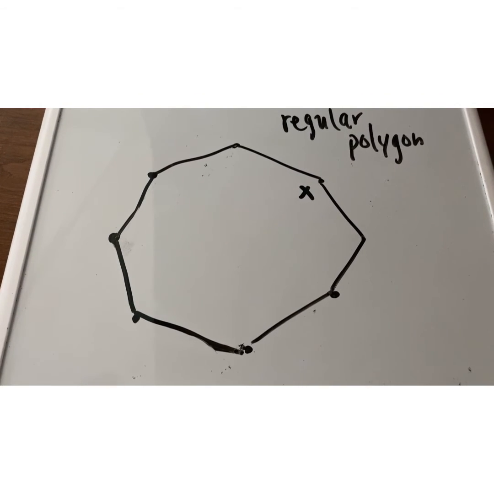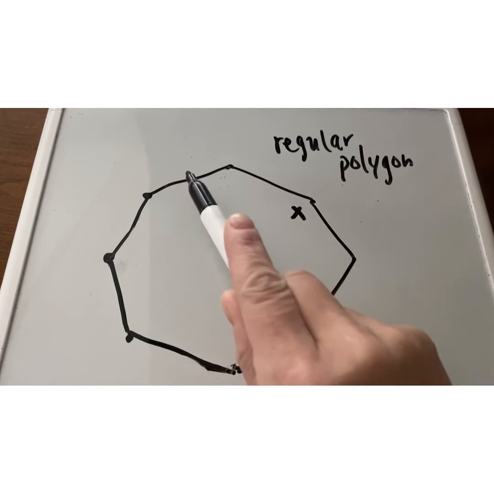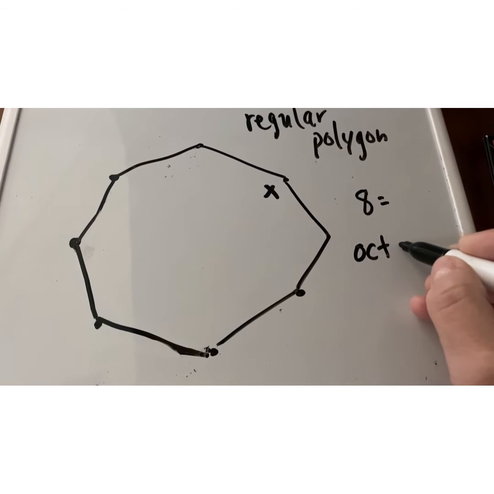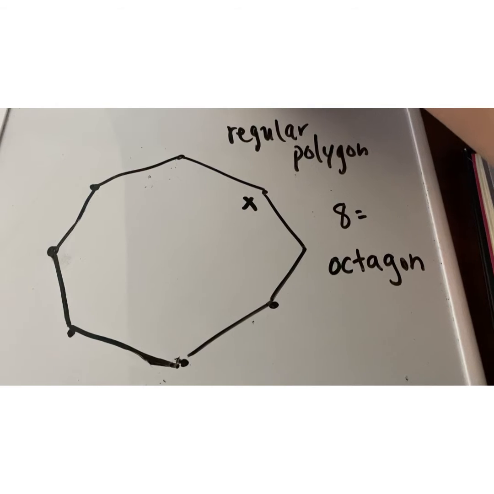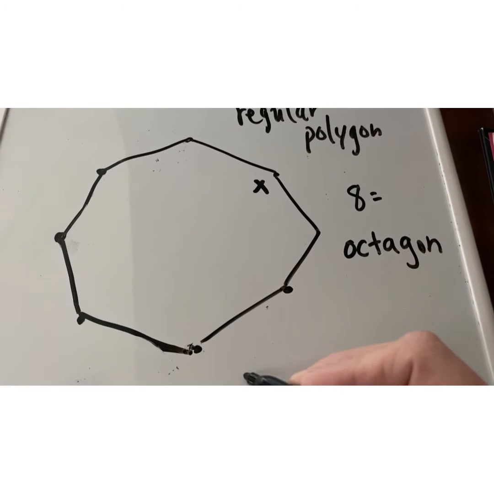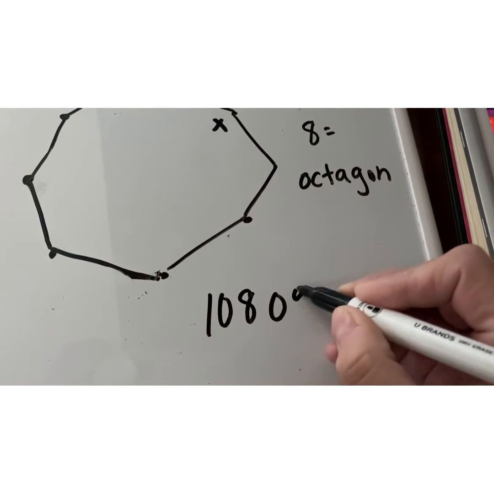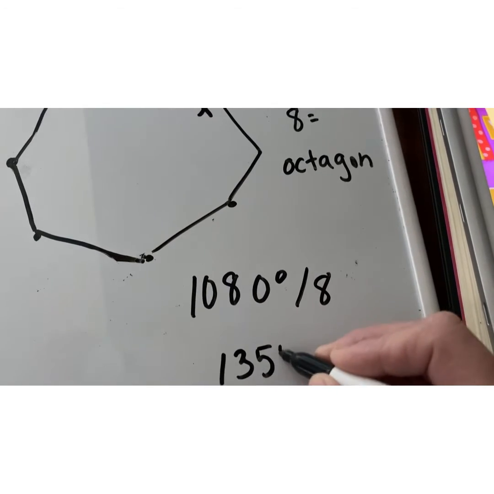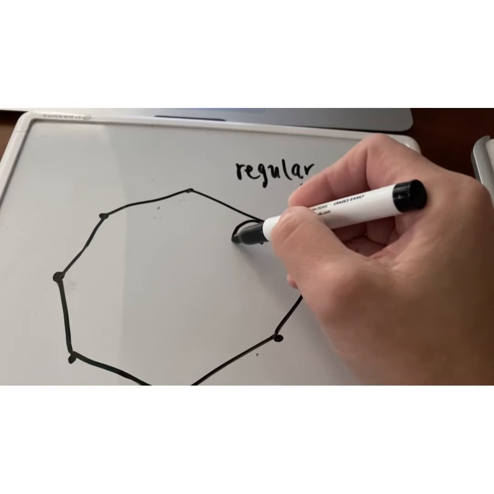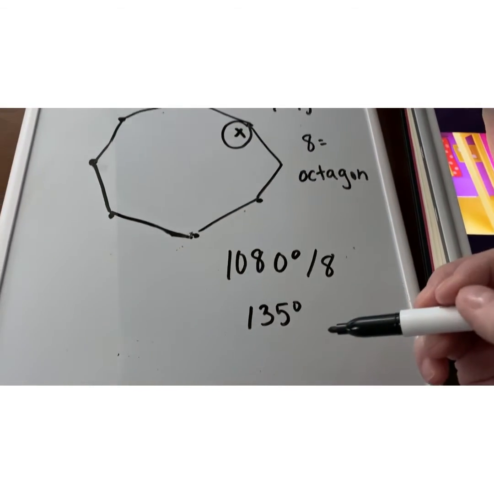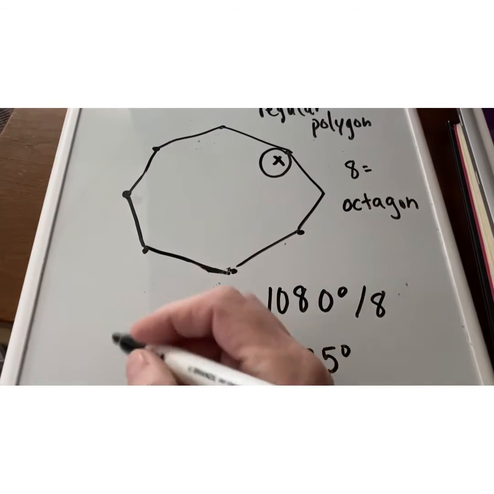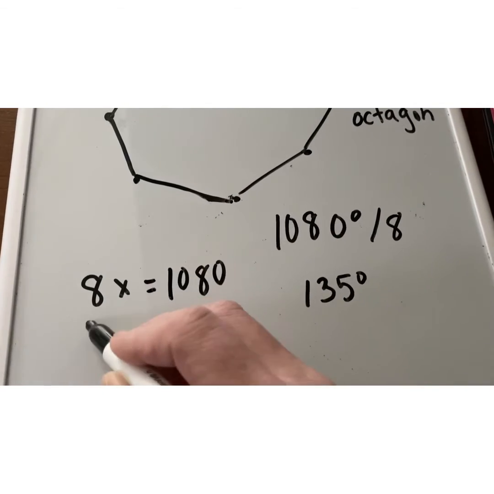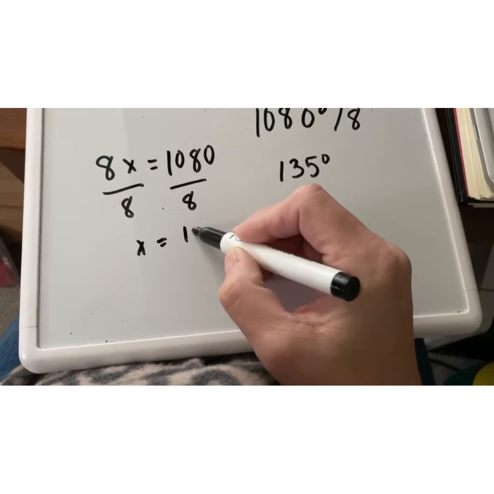So if this diagram shows a regular polygon, first we need to determine how many sides it has. 1, 2, 3, 4, 5, 6, 7, 8. So 8 sides equals an octagon. And we know that an octagon has interior angles that measure a total of 1,080 degrees. That means that each angle, if we divide that by 8, is going to equal 135 degrees, which means that if a regular polygon has 8 sides and one angle equals 135 degrees, they all will. So it's the same as 8x equals 1080 degrees. Divide both sides by 8 and we'll get x equals 135 degrees.